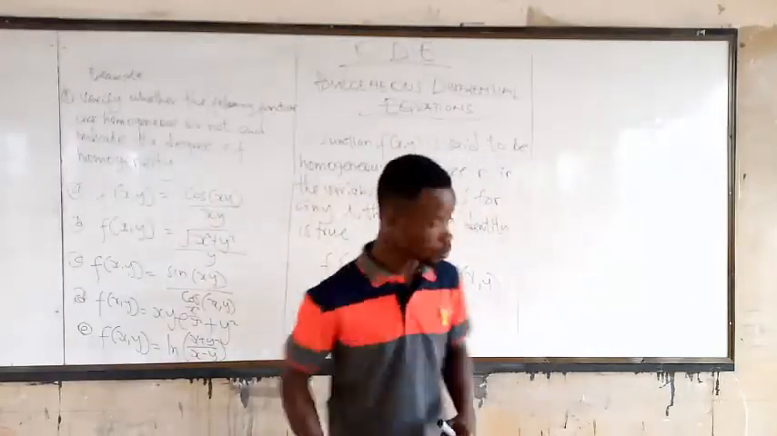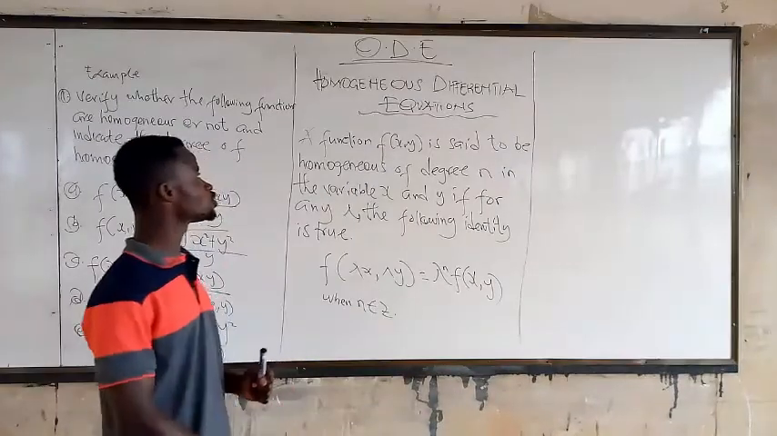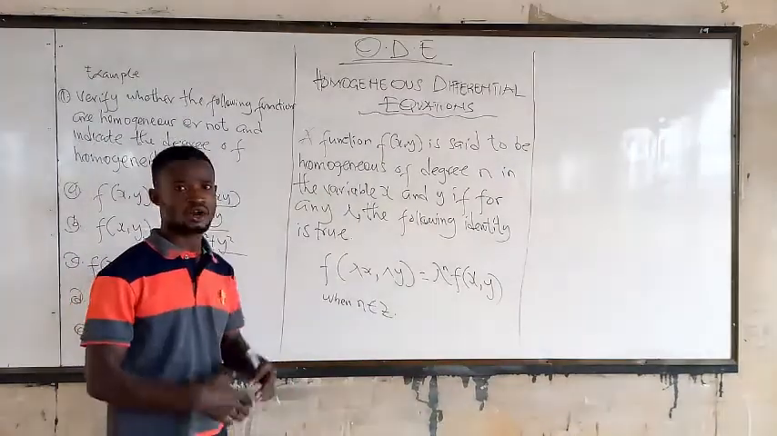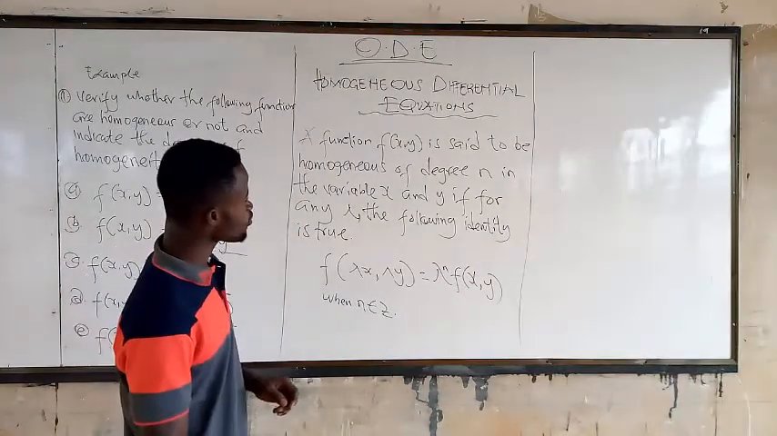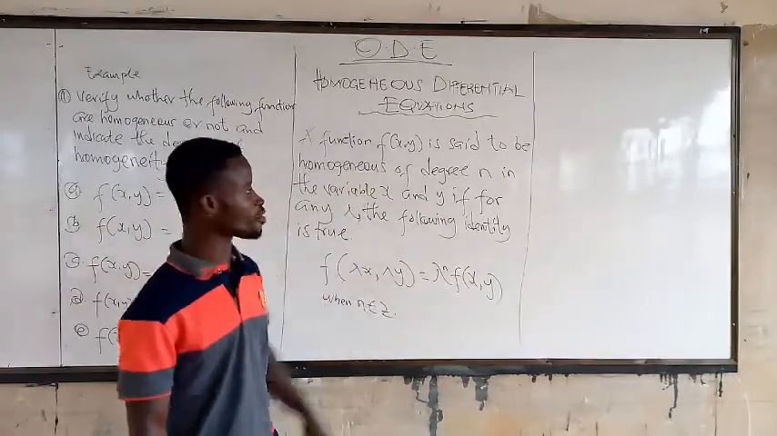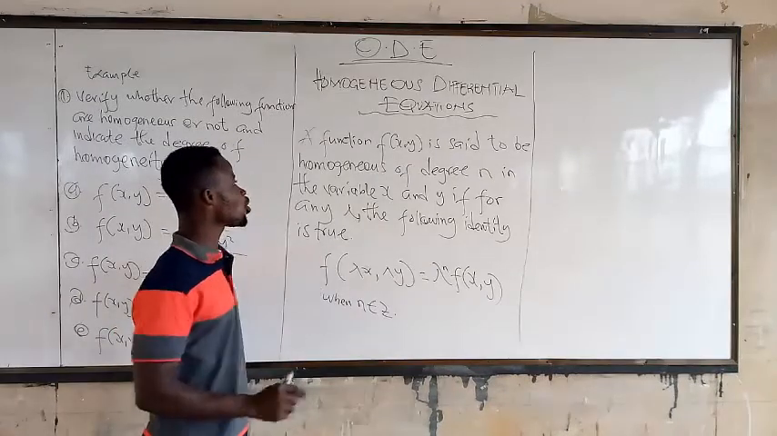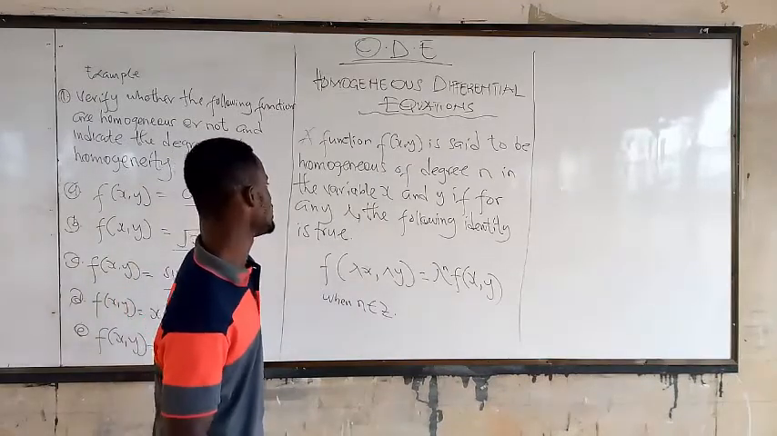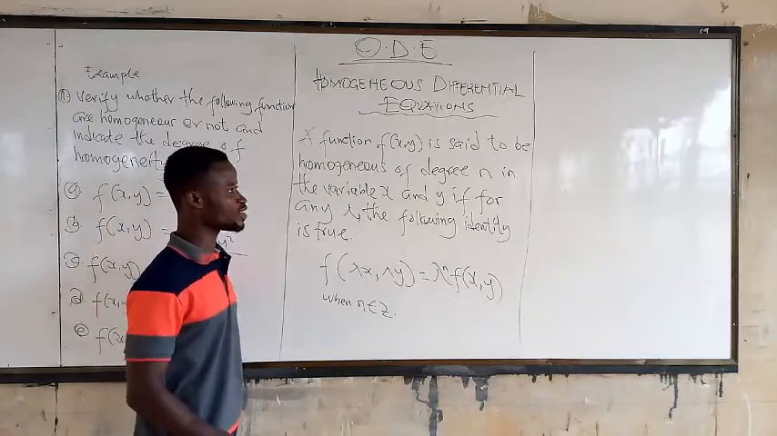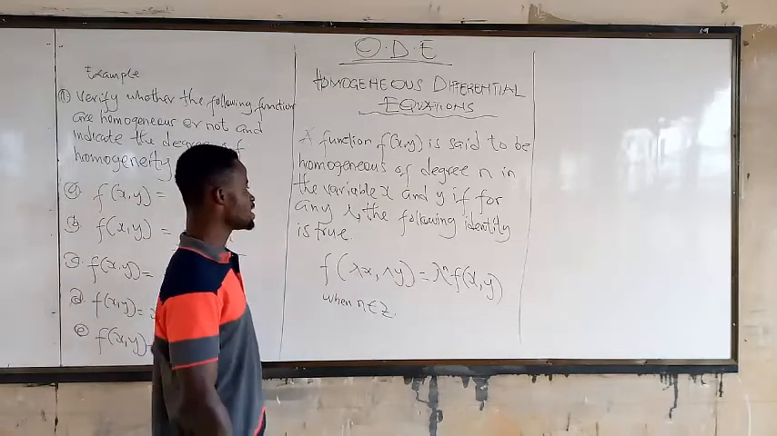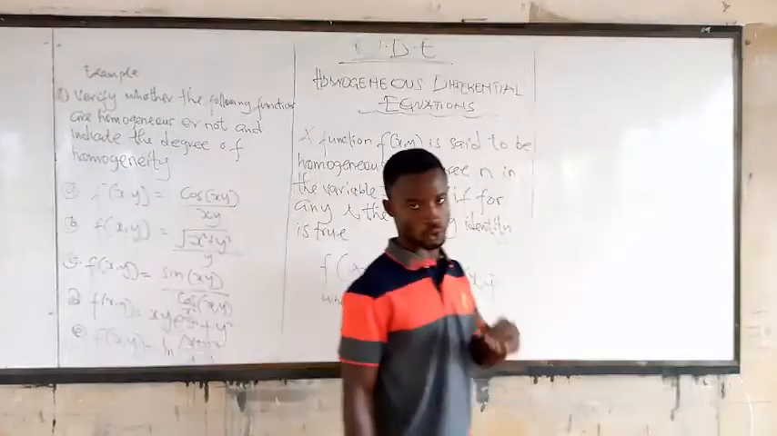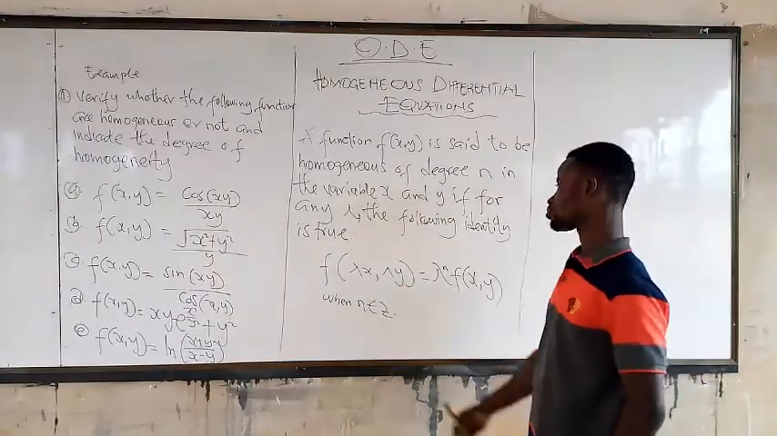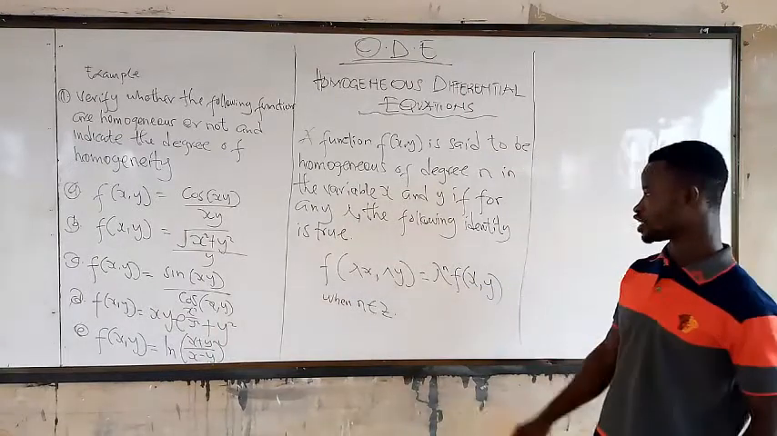So, when we talk about homogeneous differential equations, what is it all about? A function f in terms of x and y is said to be homogeneous of degree n in the variables x and y if for any lambda the following identity is true. Alright, so we have the function, and that's that.